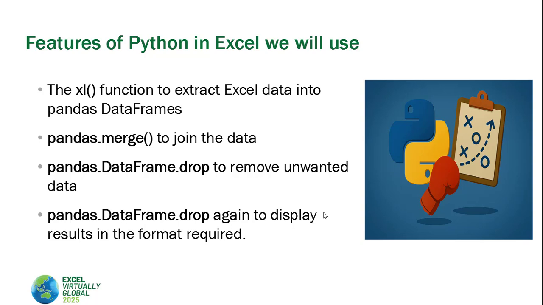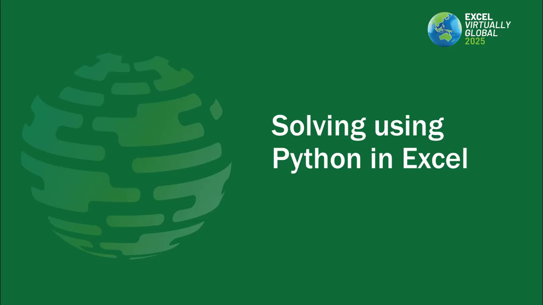So we're going to start off with pandas merge to join the data. It doesn't work quite the same as the way it does in Power Query, as we'll see. So we'll be able to take our pandas merge and then we'll be able to drop some of the rows from that. So we're just left with the rows that we want. And then we'll drop again to display it in the format required in our final solution. So that's the features we're going to use. So let's now go and solve our challenge using Python and Excel.